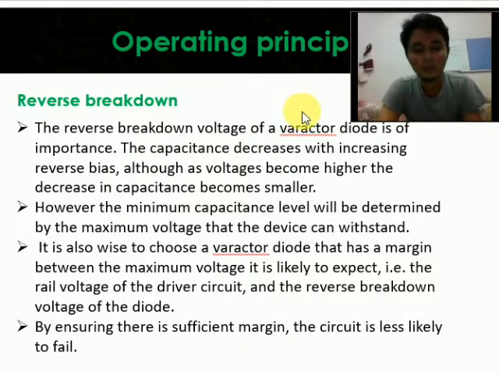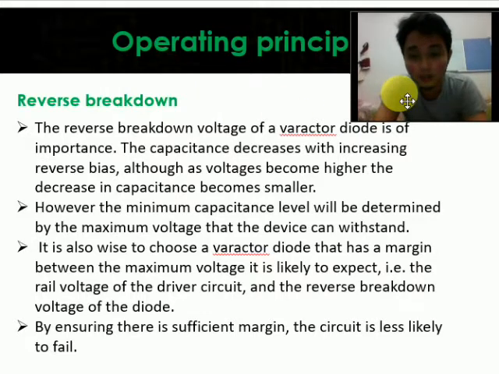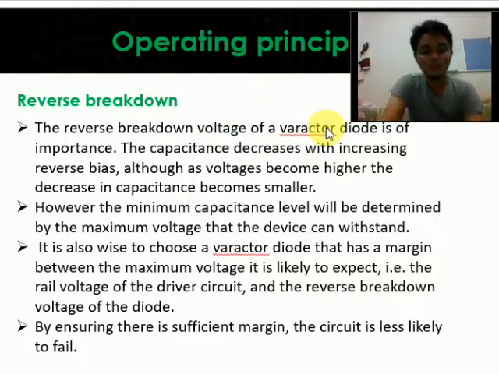Right now, we will talk about the reverse breakdown. The reverse breakdown voltage of a Varactor diode is the most important thing because the capacitance decreases with increasing reverse bias. Although the voltage becomes higher, the decrease in capacitance will become smaller. However, the minimum capacitance level will be determined by the maximum voltage that the device can withstand.